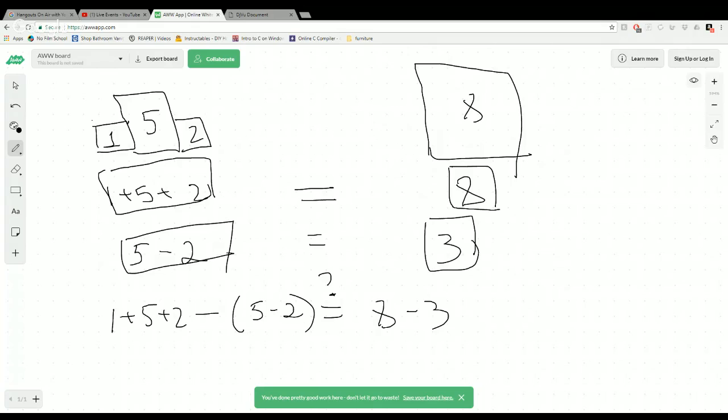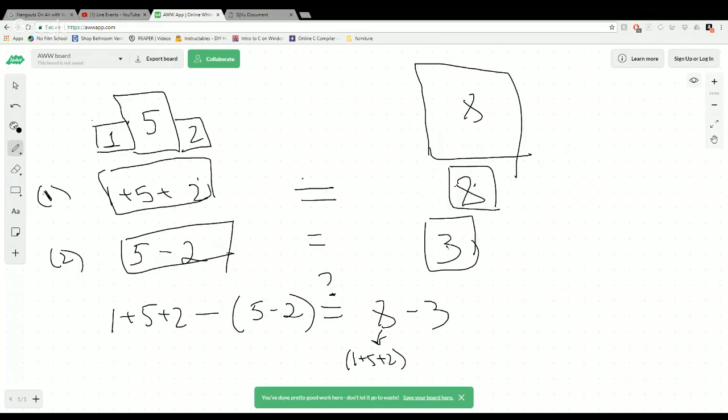Now, notice that both of these are equations. Let's call the first equation 1 and the second equation 2. The left side of equation 1 is exactly the same as the right side of equation 1. That's what equality means. The left side is the same as the right side. So this right side, this 8, is exactly the same as 1 plus 5 plus 2. That's the left side, right?